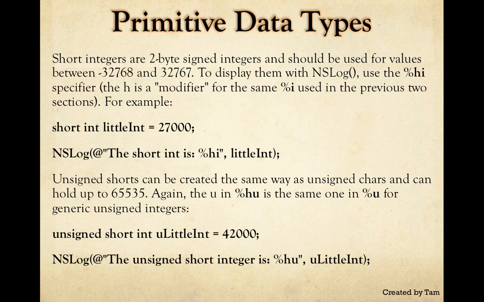Unsigned shorts can be created the same way as unsigned characters and can hold up to 65535. Again, the u in %hu is the same one as %u for generic unsigned integers. Unsigned short int uLittleInt equals 42000. The unsigned short integer is %hu, uLittleInt.